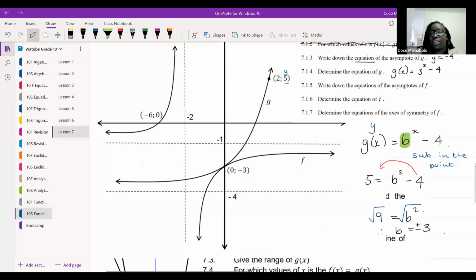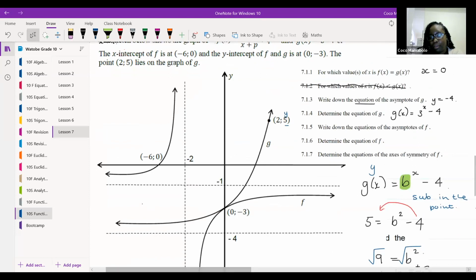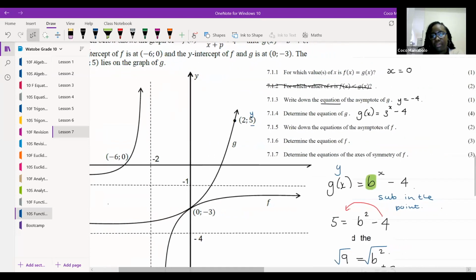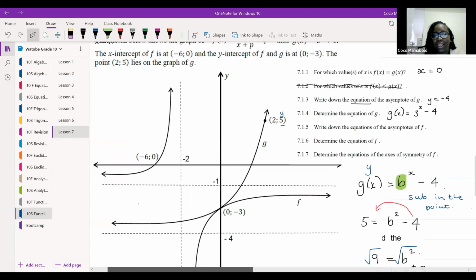Okay. All right. Let's look at the next question while Atlechang answers my question. The next question says, write down the equations of the asymptotes of F. Namisile is already finished, and now I don't know what everybody else will be asking.